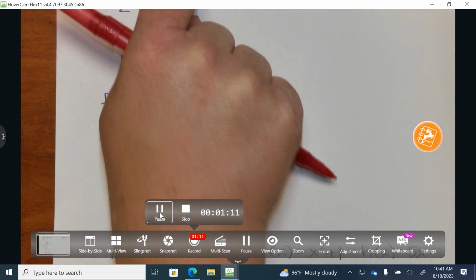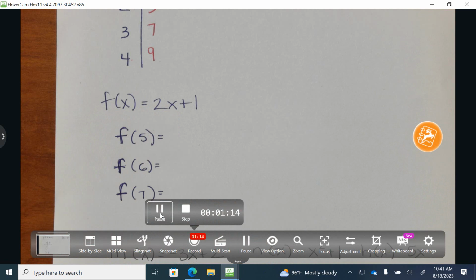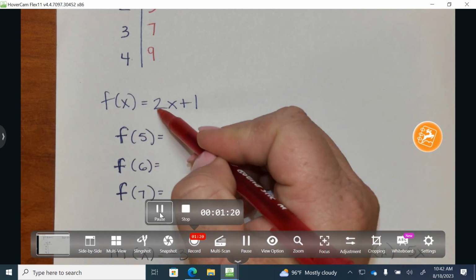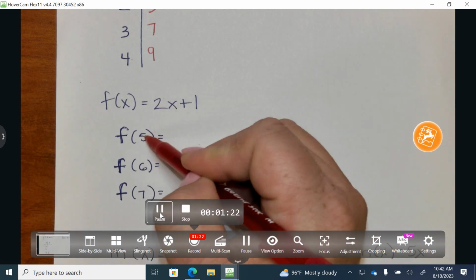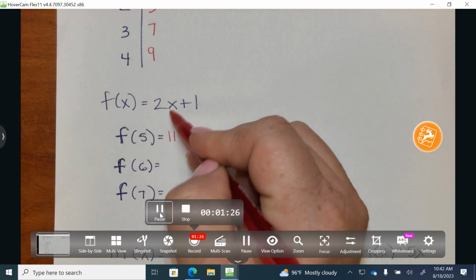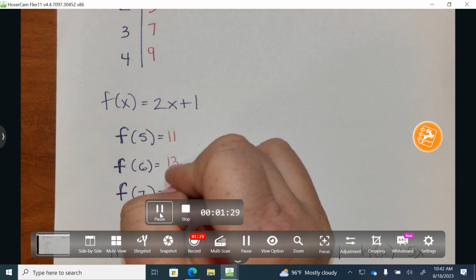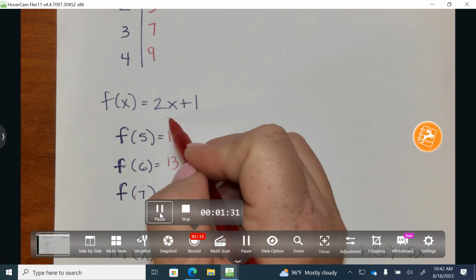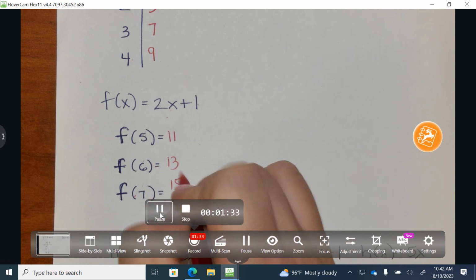y equals 2x plus 1. f of x equals 2x plus 1. It's called function notation. And we'll talk about why we often use this. We still get the same answers. For instance, 2 times 5 is 10, plus 1 is 11. 6 times 2 is 12, plus 1 is 13, and 7 times 2 is 14, plus 1 is 15.